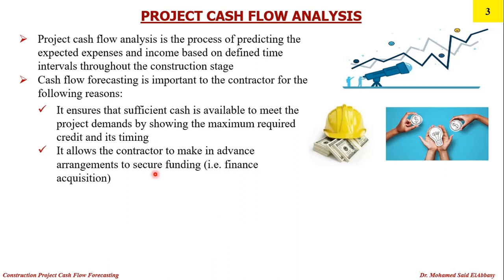Because at the same time there is income from the owner, right? This means that it will be less than $1 million for sure. So I need to identify how much this amount, the maximum required credit, is, and its timing also. When will it happen? In order to make an advance arrangement to secure funding. Simply, we are talking about finance acquisition. Let's say that the maximum required credit is $200,000, so I want to make sure that this will be available at this time.